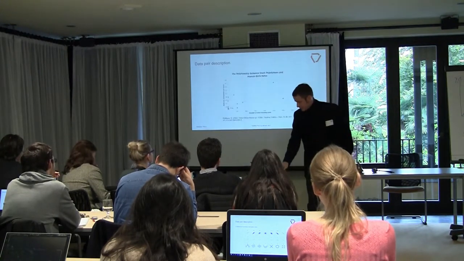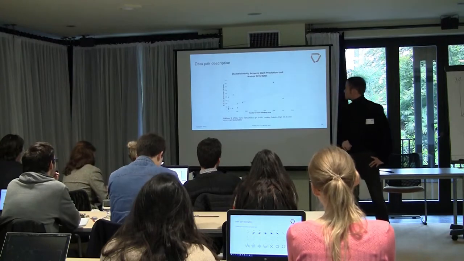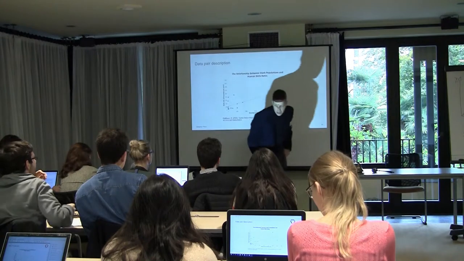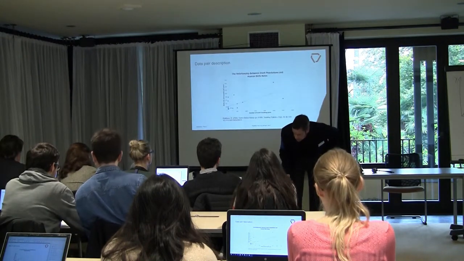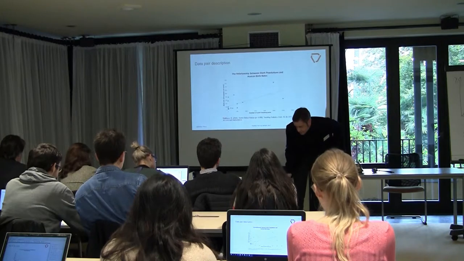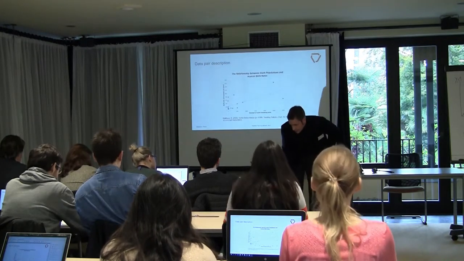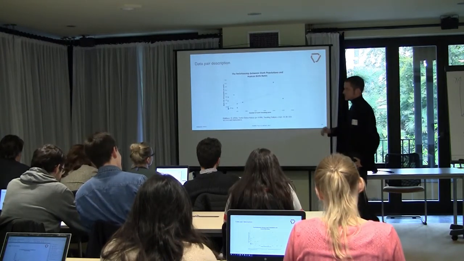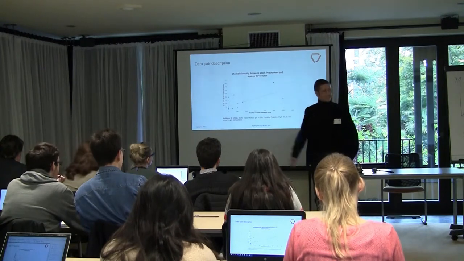I give you a relevant example. It's the relationship between the stork population and the birth rates. There has been a data analysis on the number of stork breeding pairs and the birth rates, in thousands per year, in a region, and there is a scientific publication about it, and we see it's correlated. Yeah, there is a dependency.